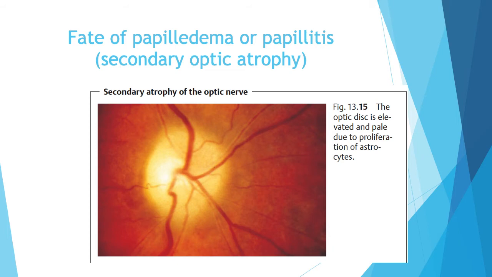The edges are blurred, and there is sheathing over the optic nerve head due to proliferation of the astrocytes. So it's ill-defined because of the fibrosis on the surface. The vessels are attenuated and sheathed, and the optic disc becomes pale, and this is what we call secondary optic atrophy.